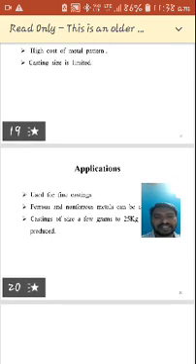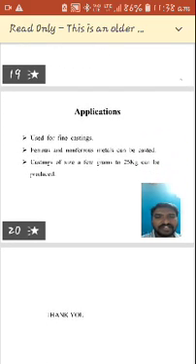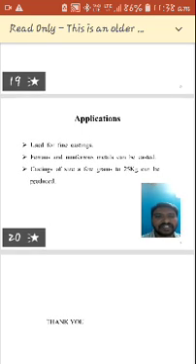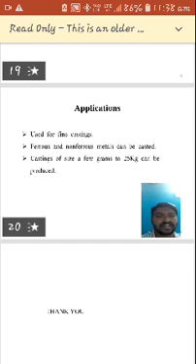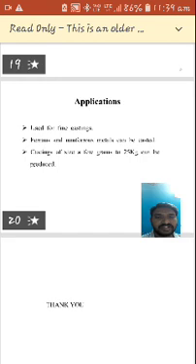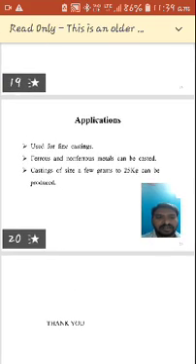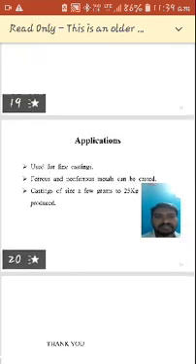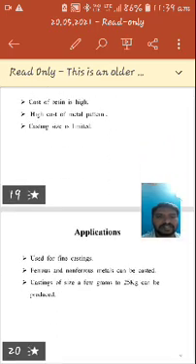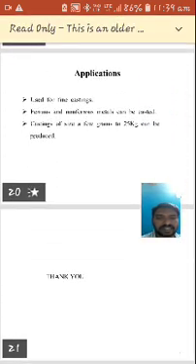There are a few applications where it is used for fine castings. Ferrous and non-ferrous metals can be cast. The casting size ranges from a few grams to 25 kgs. It is a limited operation. So these are the applications, along with the advantages and disadvantages.